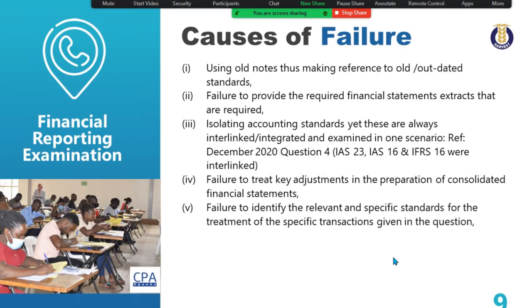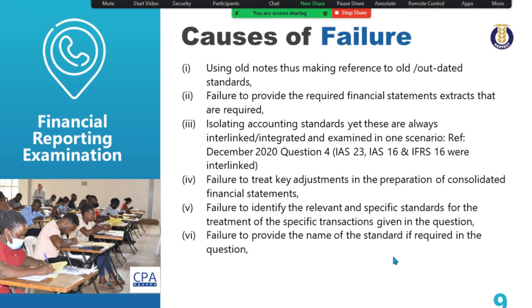Failure to identify the relevant and specific standards for the treatment of specific transactions given in the question. Like if someone talks about borrowing, because the company borrowed these funds, look at the provisions of IAS 23. The company purchased or made a revaluation of its property, plant, and equipment. So specific is still a challenge. People cannot identify a specific standard that must be applied to a specific transaction. Actually, this is the largest cause of failure in financial reporting.